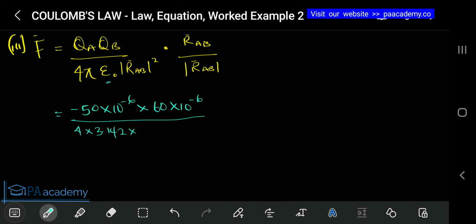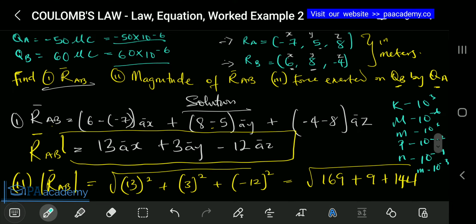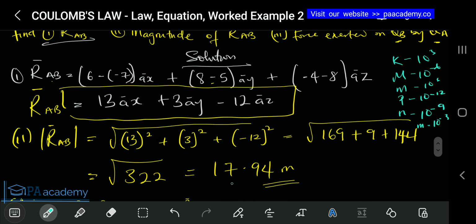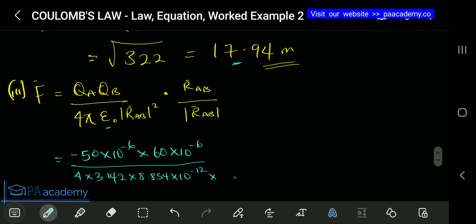In most cases, the value of your E naught will be given in your question, because E naught is a constant. And if it's not given, like I've talked about in the previous part of the video, the value is 8.854 times 10 raised to power minus 12. Exactly. Then the magnitude of our RAB, if you should square it, now let's go back. Where did you get the magnitude of RAB? Okay, this is it. It's 17.94, so that is 17.94 squared.